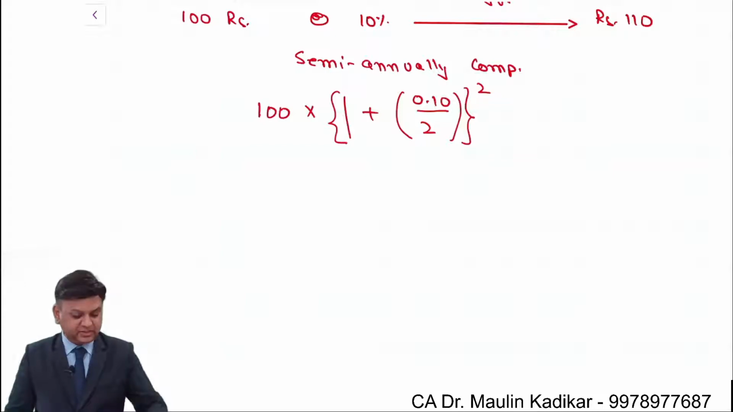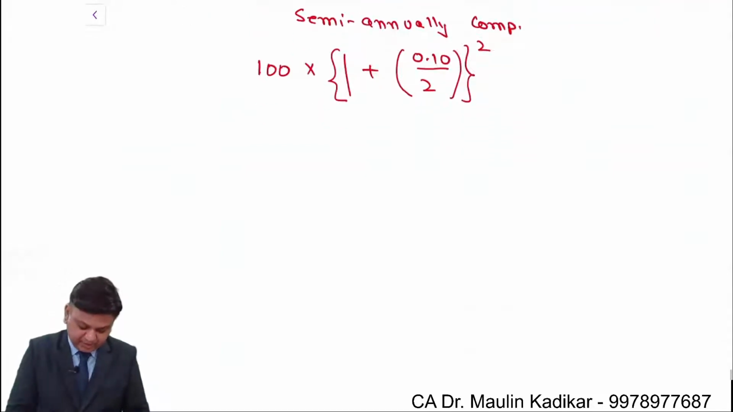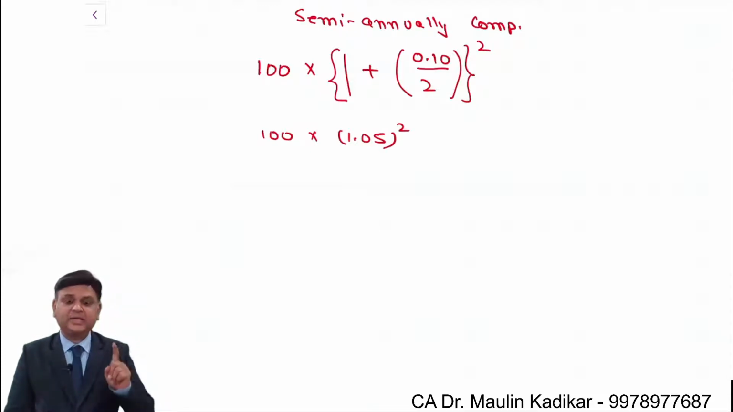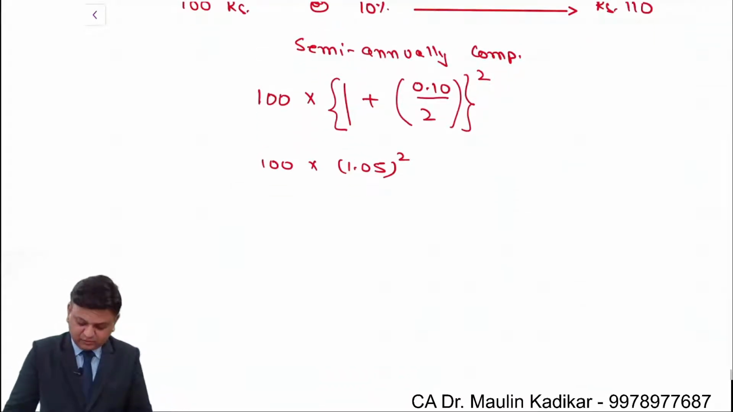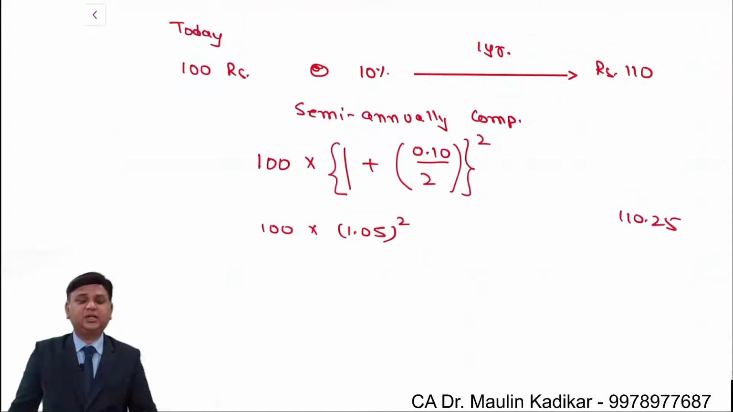So 0.10 divided by 2, that is 0.05 plus 1. So it is 1.05. So what will happen? 100 into 1.05 raised to 2. That comes to 1.1025 into 100. That comes to 110.25. This is the maturity amount of the deposit at the end of the year, if the interest is semi-annually compounding.